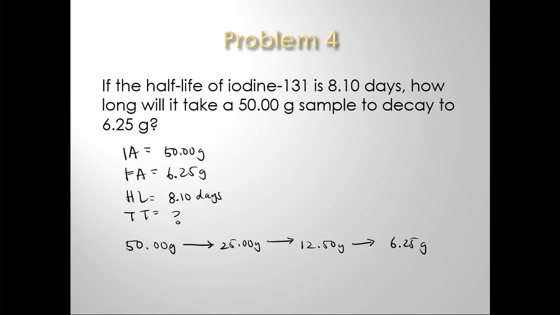So each half-life is 8.10 days. So this took 8.10 days, this took 8.10 days, and this took 8.10 days. So really you can do 8.10 times 3, right? Or if we just continue to add the half-life, 16.20 and 24.3, 24.30 days. That is the total time it took for this substance to go from 50 grams to 6.25 grams.